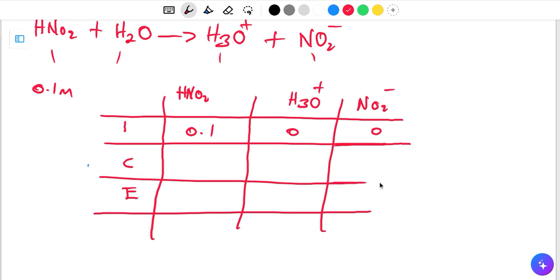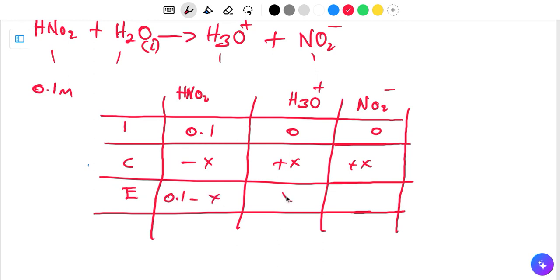But the second table, which I'm drawing for the IC table, is just going to have 0, 0 on this part. So in terms of the coefficient here, we just have 1, 1, 1, 1. So meaning to say there is a reduction in terms of the reactants, and the products are increasing. We need to forget about water because water is a liquid. So we say minus x, not minus 1, then here plus x, plus x. So in terms of the change, we are going to have 0.1 minus x, then here x, then here x.